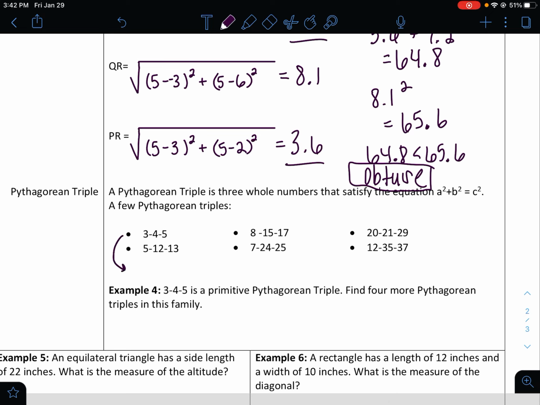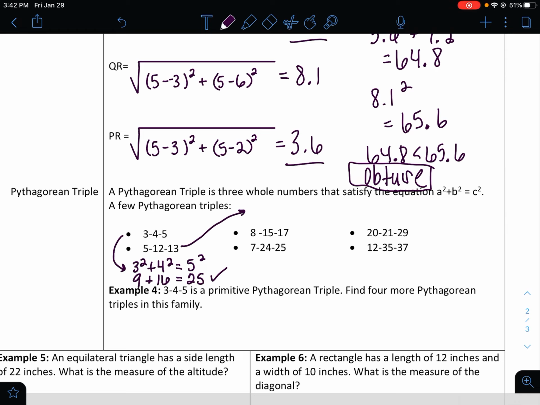For this one, for example, 3 squared plus 4 squared equals 5 squared, okay? So you've got 3 squared, which is 9, 4 squared, which is 16, 5 squared, which is 25, and that is a true statement. So you see what I'm saying? All of these work like that.